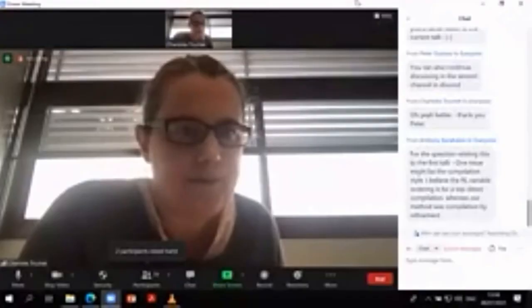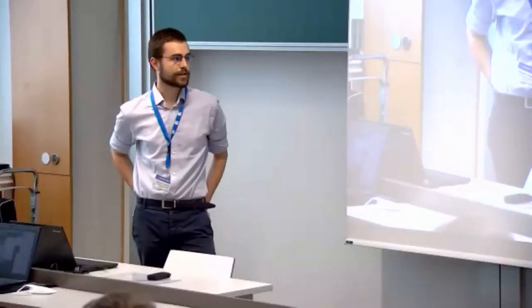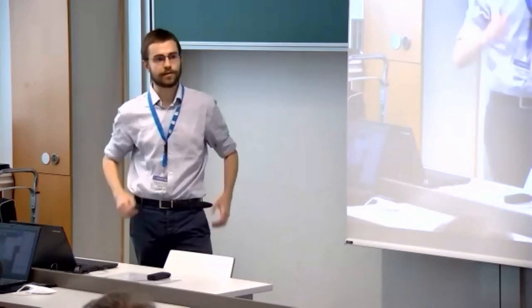So we have also one question in the chat. It was an answer to Jean-Charles' comment on the first talk. One issue might be the compilation style. I believe the reinforcement learning variable ordering is for top-down compilation, whereas our method was compilation done by refinement. Yes, this wouldn't be directly applicable because the decision diagrams aren't compiled exactly the same way. So you may discuss that in the Discord channel.